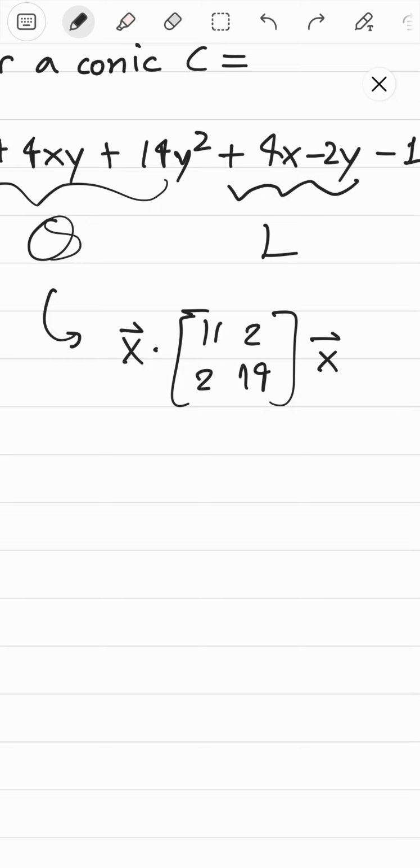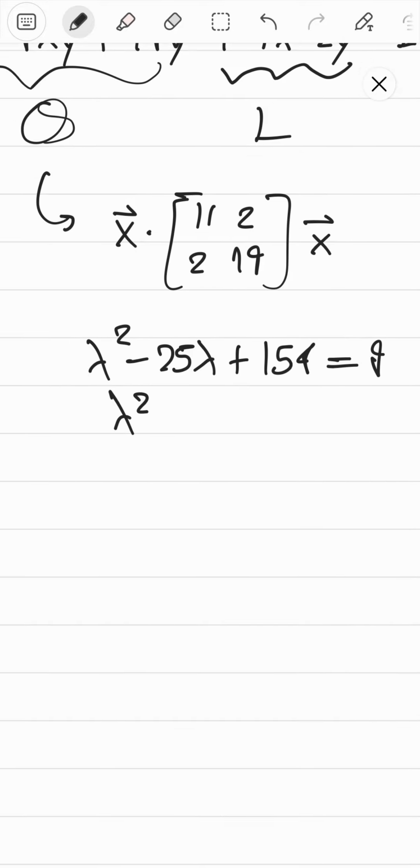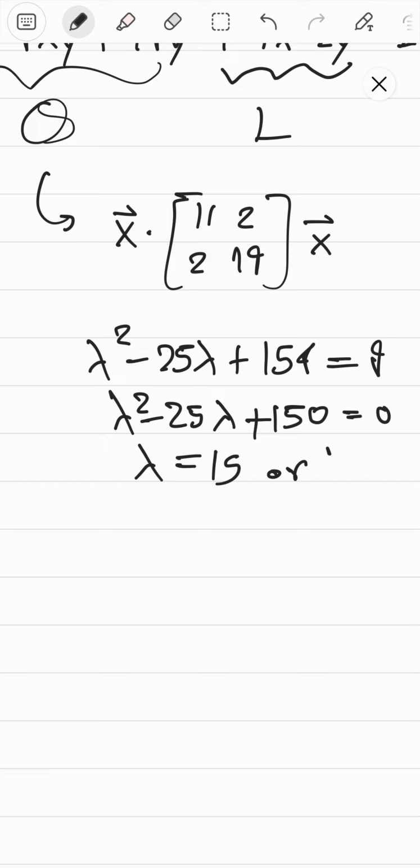So the matrix minus lambda, yeah, you know the deal. It's just lambda squared minus 25 lambda plus 154 minus 4 equal to 0. So lambda squared minus 25 lambda plus 150 is equal to 0, which means that lambda can be, well, okay, this can be written as 15 times 10, so lambda is either 15 or it's 10, which means our diagonal matrix is, I mean, we already know that, it's just 15, 0, 0, 10.